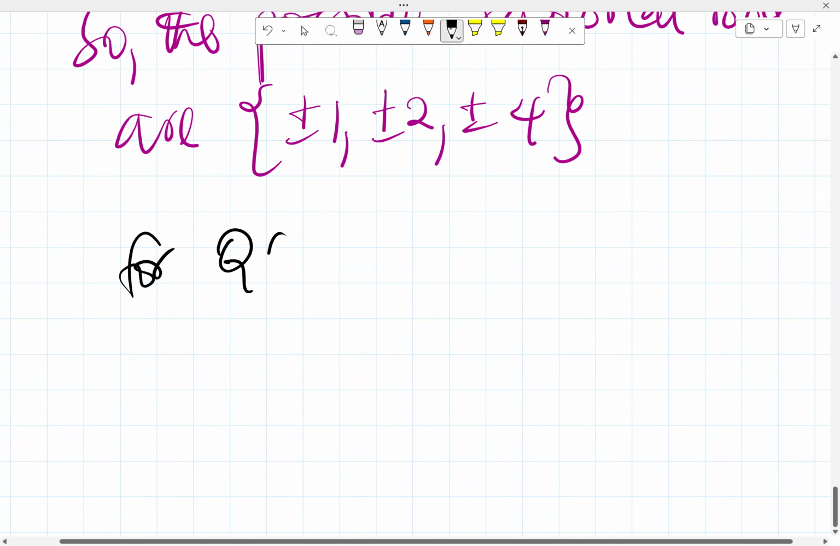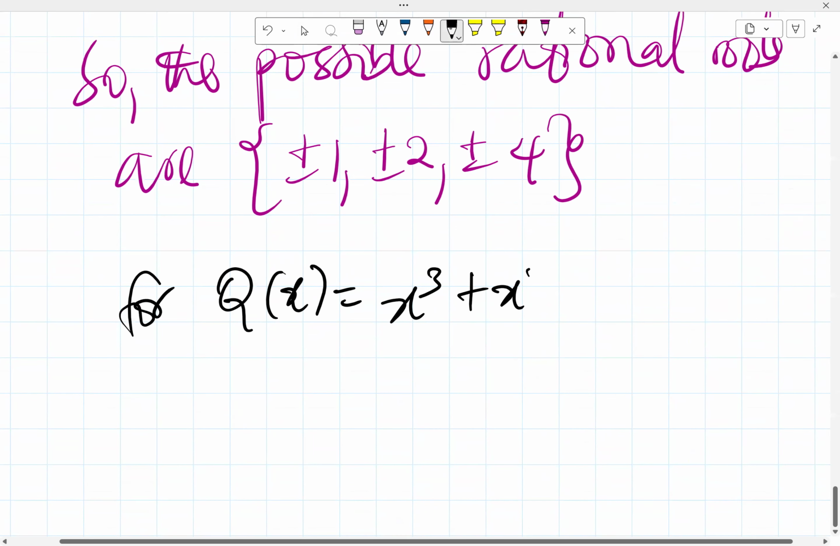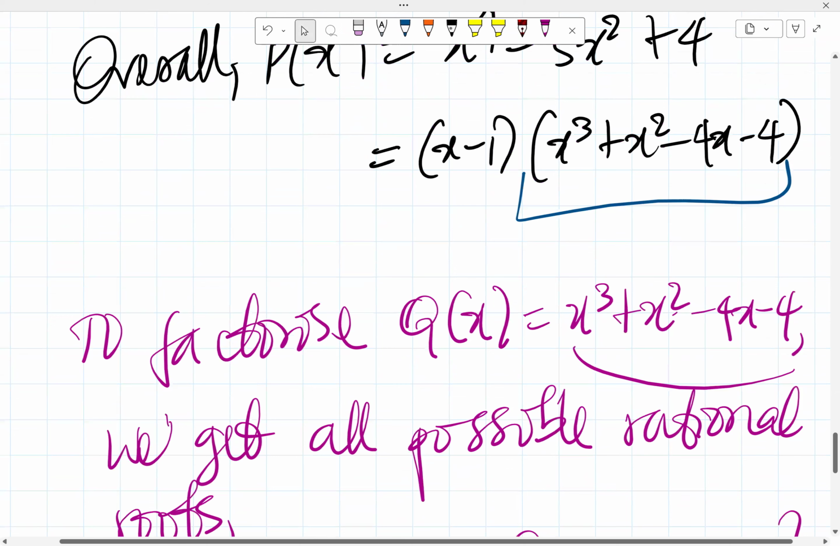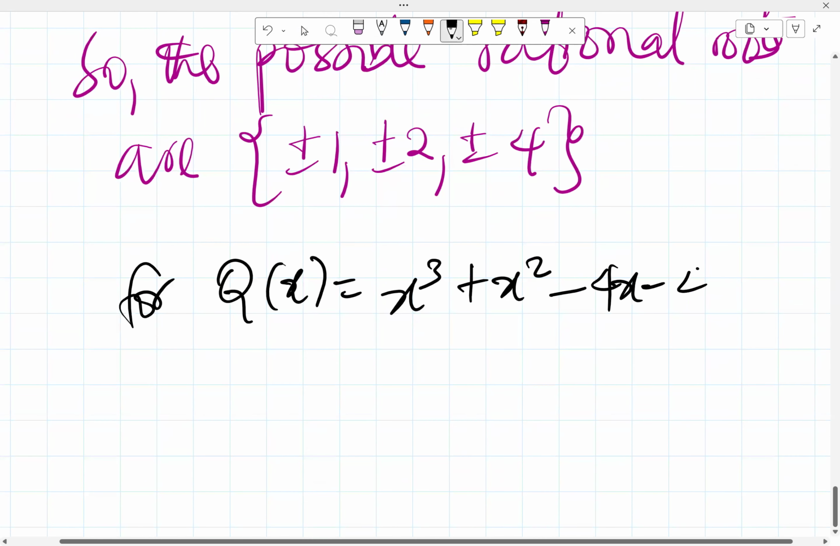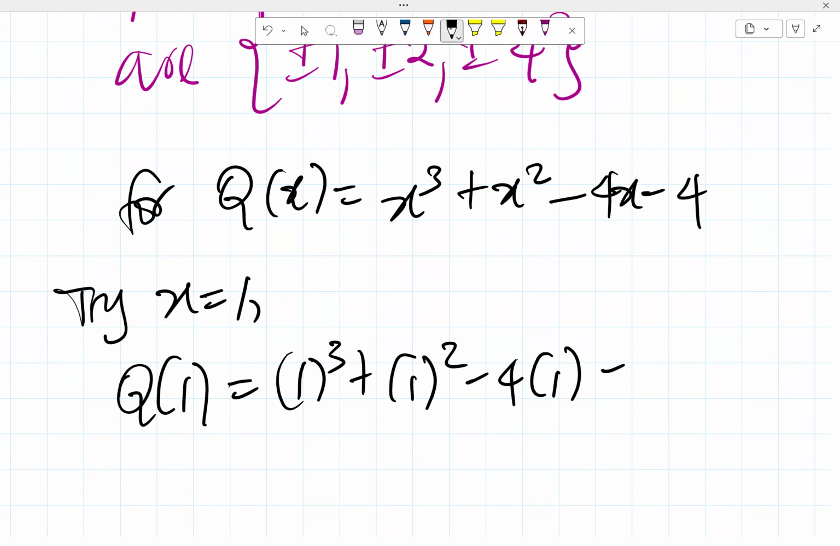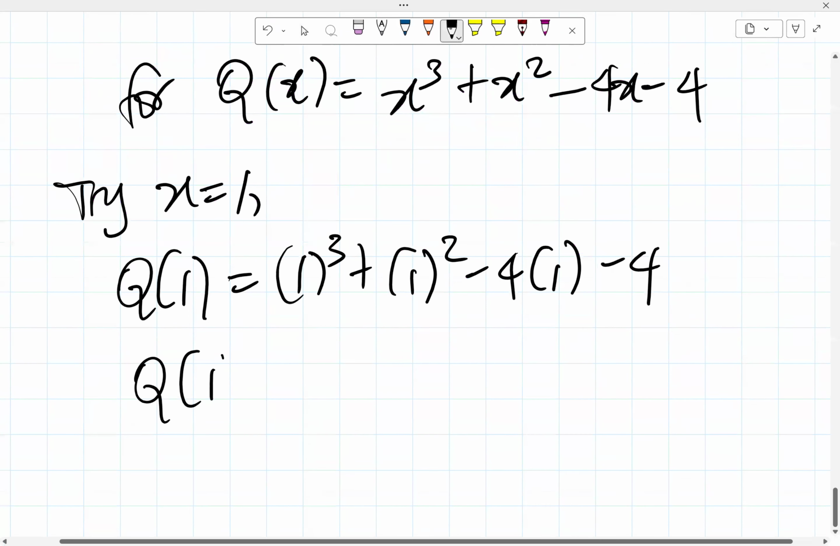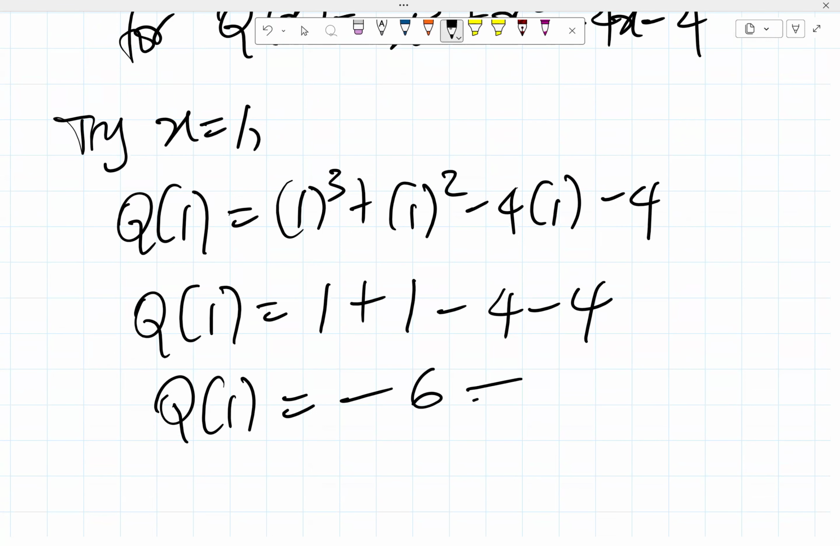So for q of x now, which is equal to x cubed plus x squared minus 4x minus 4. So we try x equals 1, and see if it works. Q of 1 is simply 1 raised to power 3 plus 1 raised to power 2 minus 4 into 1 minus 4. So Q of 1 is equal to 1 plus 1 minus 4 minus 4. Sadly, 1 plus 1 is 2, 2 minus 4 is minus 2, so everything is minus 6. So minus 6 is not equal to 0.